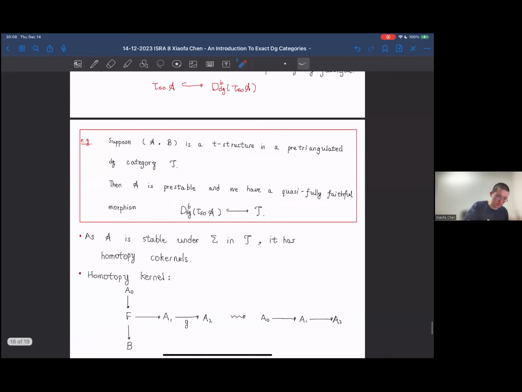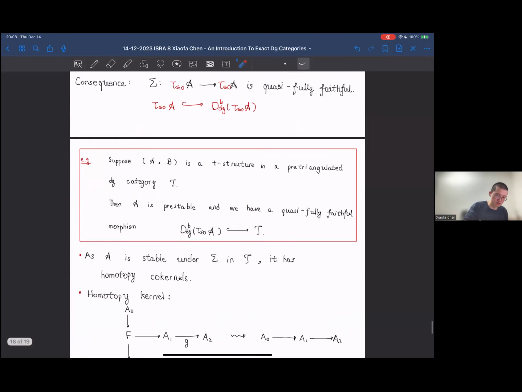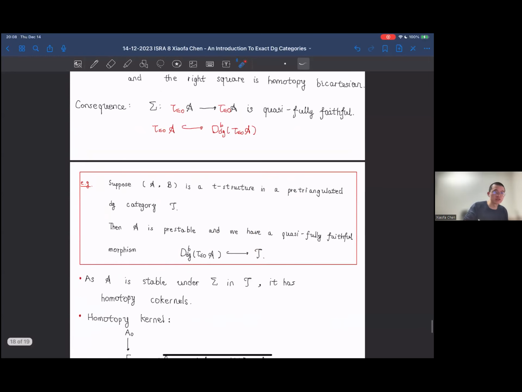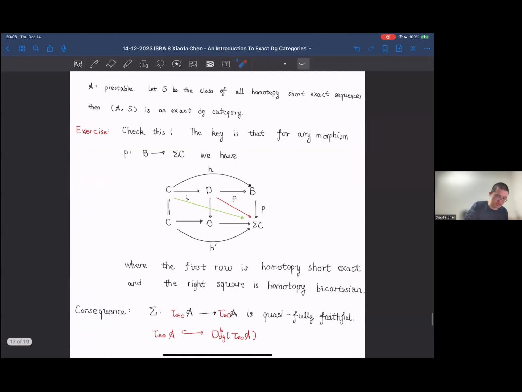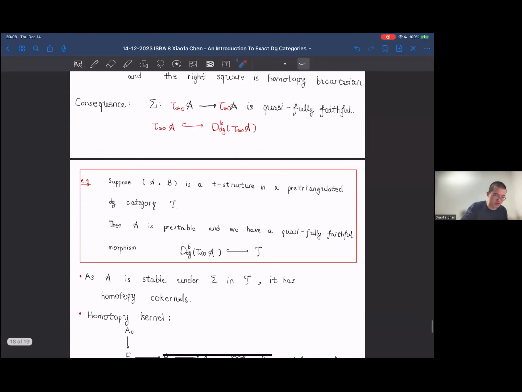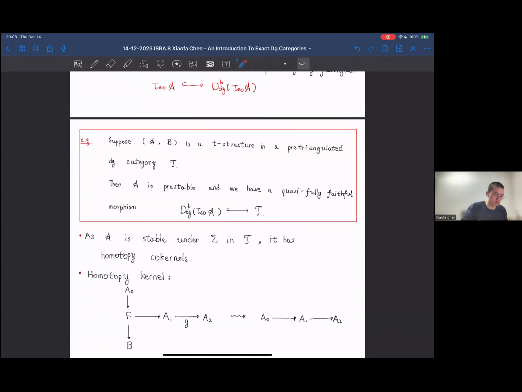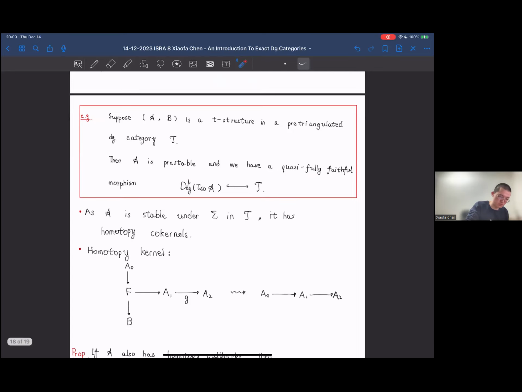And when A is pre-stable, then it has enough injectives. And because it has enough injectives, we can compute its higher extensions. So that's why we can prove it's quasi-fully faithful here. Now we check that this is really pre-stable.